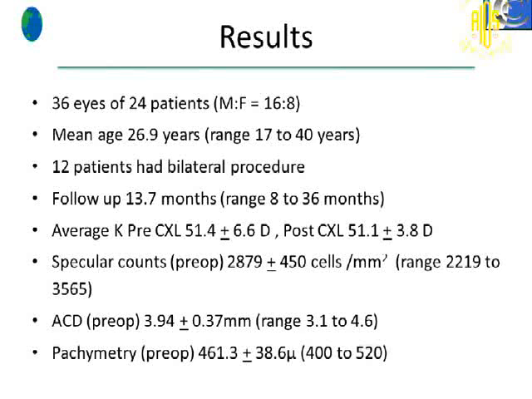So we had about 36 eyes of 24 patients and mean age of 26.9 years, all young patients, out of which 12 had bilateral procedures, follow-up average of 13 months. Most of these patients had undergone cross-linking, almost all of them, and the K values were pretty much similar pre and post. We gave an average duration of 3 months post cross-linking before the ICL was implanted. Had a good specular cell count of 2,800 and anterior chamber depth average was almost 4 millimeters.